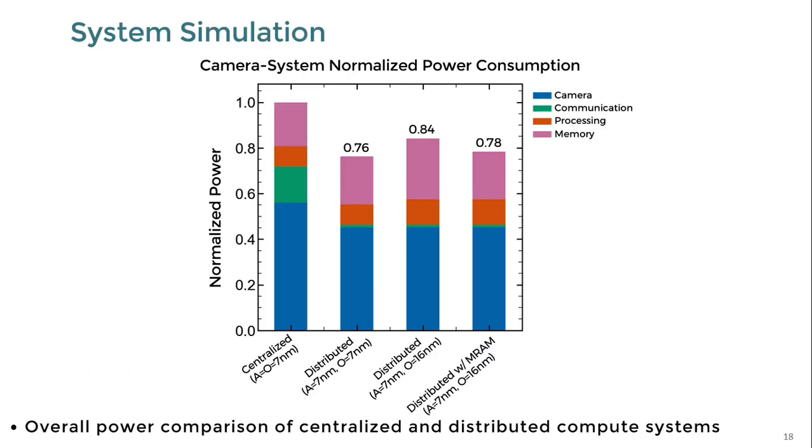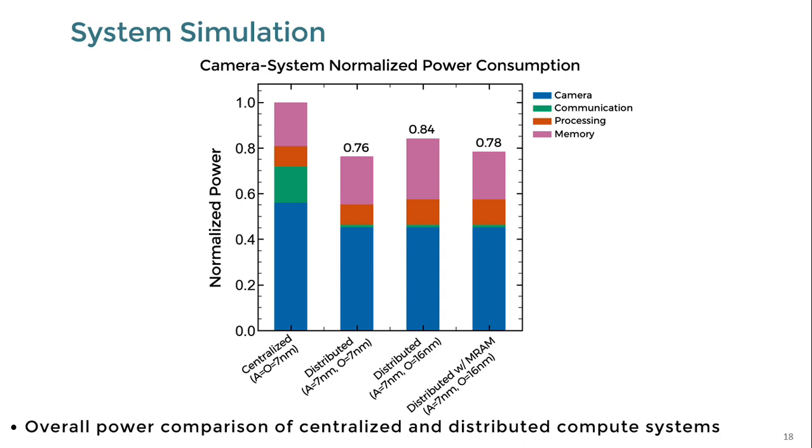So here I'm showing the camera system normalized power consumption. In the y-axis is the normalized power, normalized to the centralized system, and in the x-axis is each one of the scenarios that we wanted to explore. In blue, we show the power consumed by the camera. In green, the power consumed by communication, orange by processing, and pink by memory.